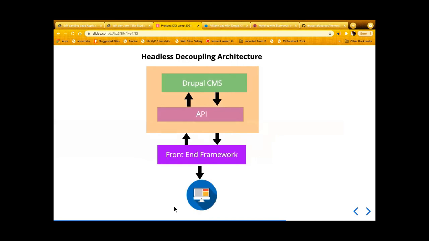Third is a very well-known architecture, which is headless decoupling, where Drupal will be acting as the backend architecture, but our front-end framework would not be at the Drupal level, it would be placed somewhere different. We'll be using React or some other framework to call the API, and then we'll be displaying it on the web. This is very well-known and commonly used everywhere.